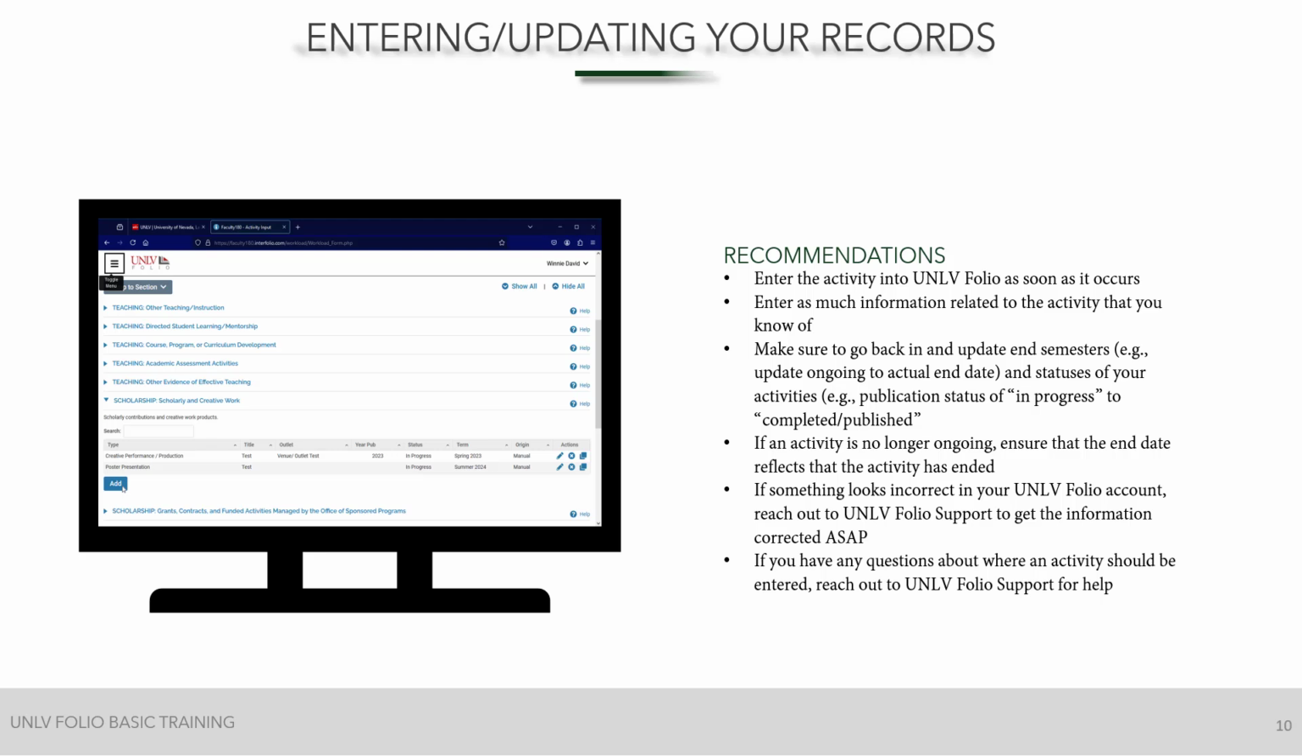And then once you've entered an activity and say it requires an update, such as the end semester has changed and the activity has ended, you want to go back in and make sure you update the end semesters for that record, and also any statuses of your publication. So if you initially set a publication to in progress, you'll want to go in and update that status so that it is listed as completed or published when the time is appropriate. If an activity is no longer ongoing, say you're no longer serving on a committee, you want to ensure that the end date reflects that the activity has ended.